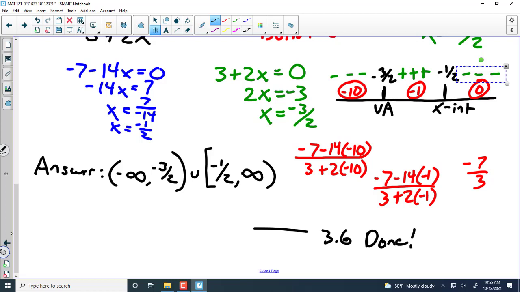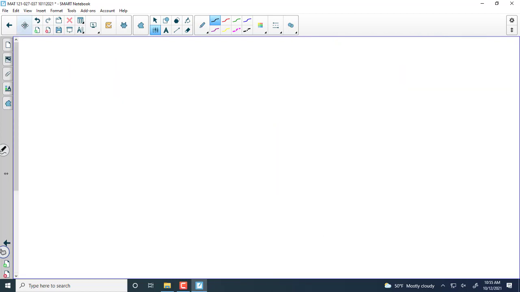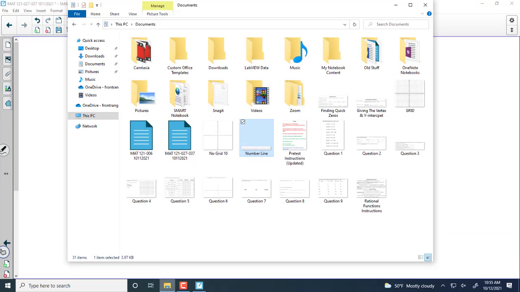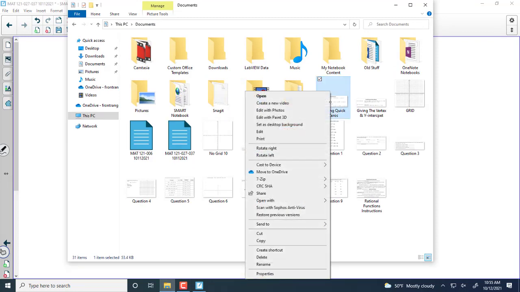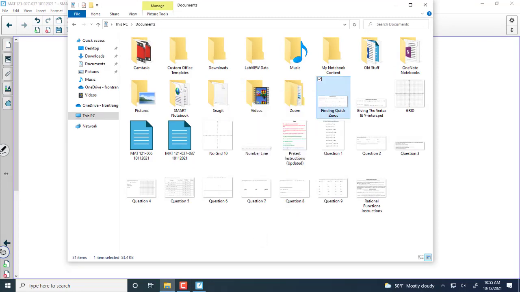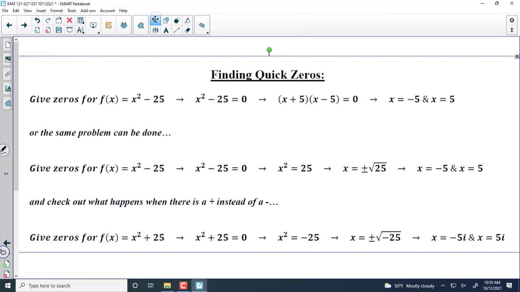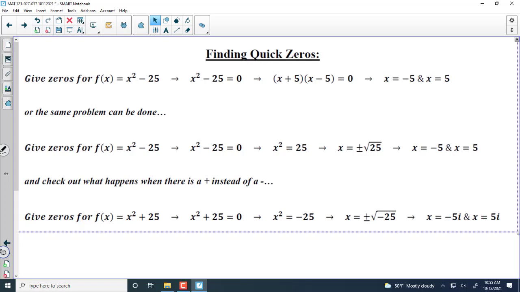And we're going to talk about the test a little bit. I have a couple things I want to show you before we take the test. I want to show you this thing. It's been a long time since we've done this, so I just want to remind you of a couple things. I call this part of the lecture Finding Quick Zeros.